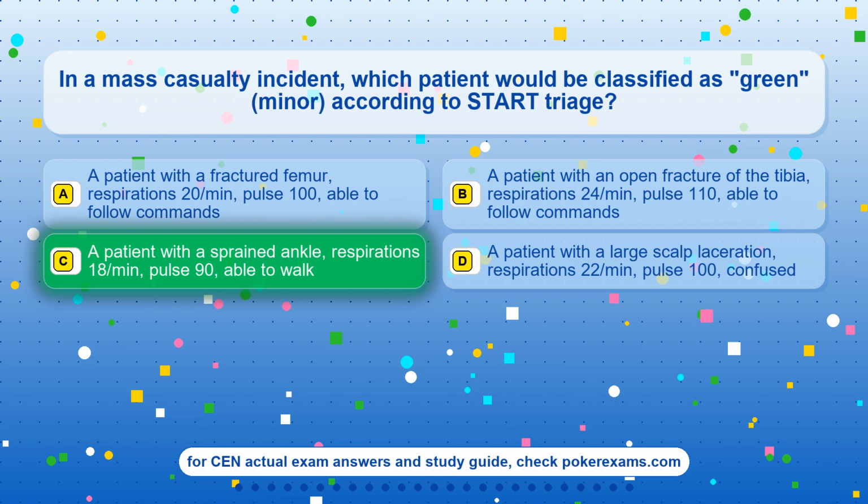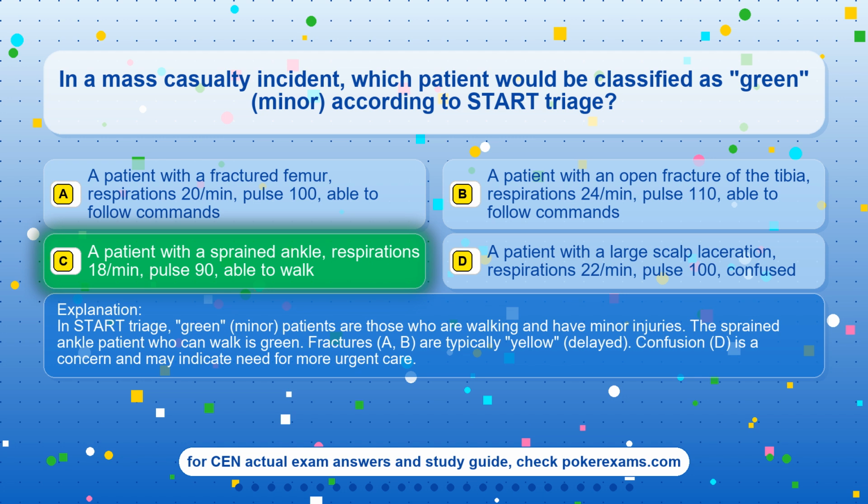The correct answer is option C. A patient with a sprained ankle, respirations 18/min, pulse 90, able to walk. In START Triage, green minor patients are those who are walking and have minor injuries. The sprained ankle patient who can walk is green. Fractures, A, B, are typically yellow delayed. Confusion, D, is a concern and may indicate need for more urgent care.